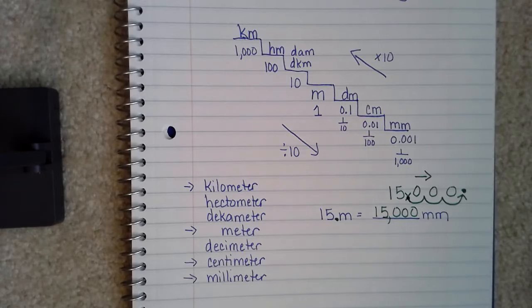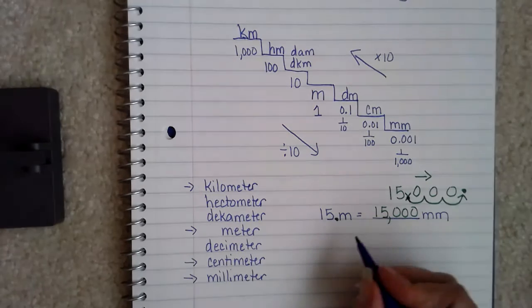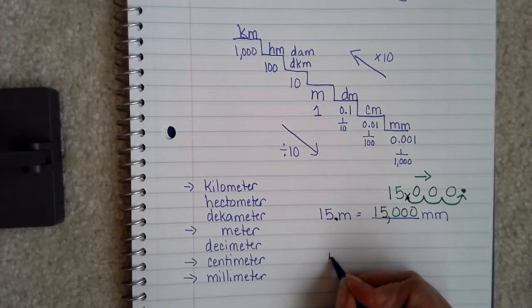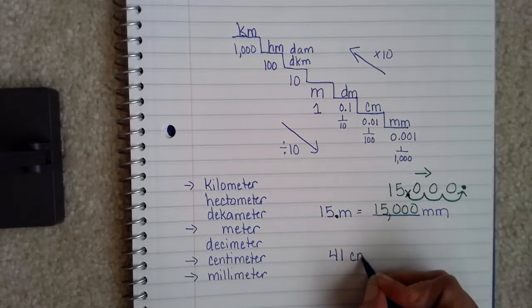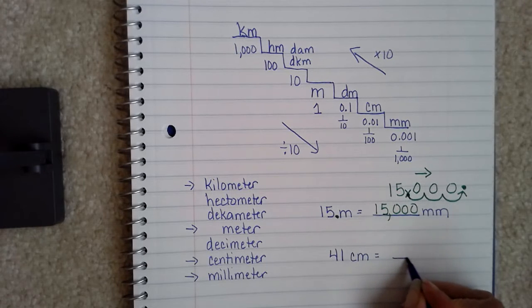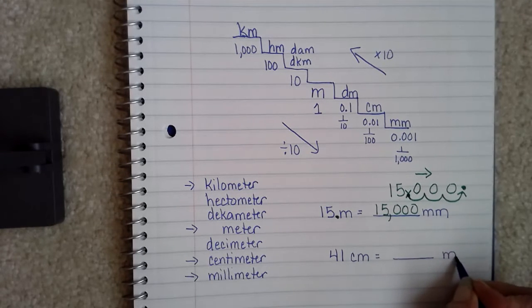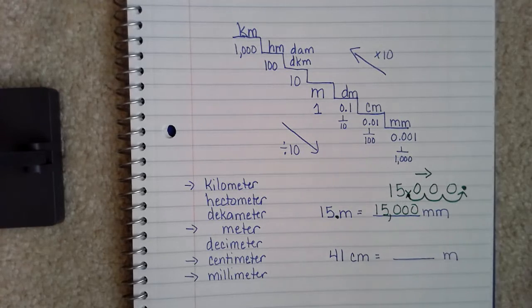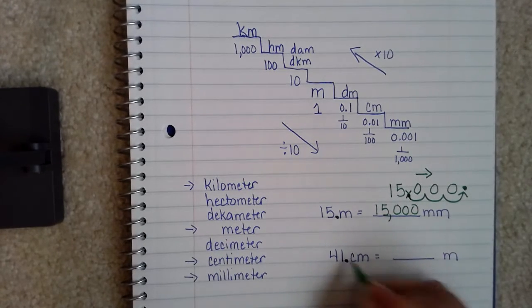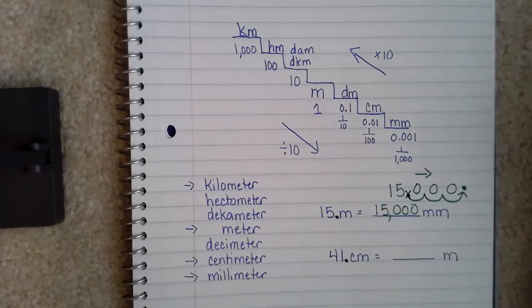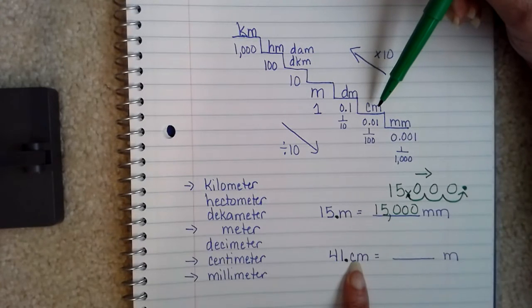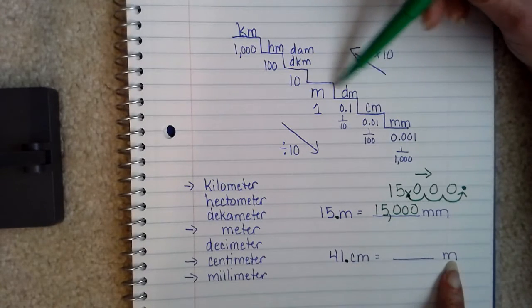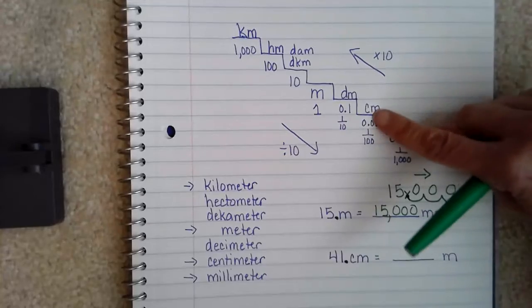All right, it also works the other way. So if I have 41 centimeters equals blank meters, where am I going to start? Well, first off, where's my decimal point? I don't see it, so it must be at the end. I'm going to start at centimeters because that's where it told me it has a number there. And I'm going to move to meters, so I'm going to start here and move up here.